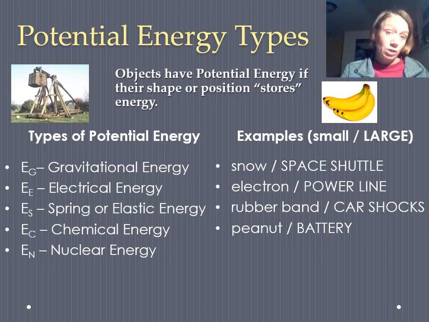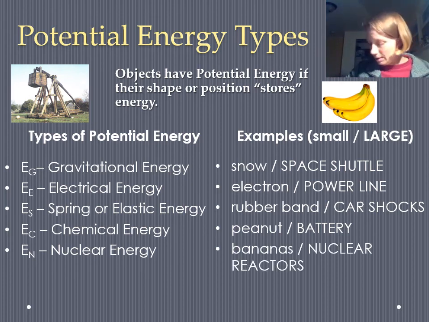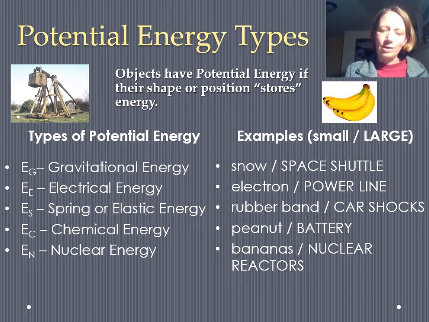And the last kind of potential energy is nuclear energy, or EN. Amazingly, bananas actually have quite a bit of radioactive nuclear energy. They have potassium in them, which is a relatively radioactive element, but still small in the grand scheme of things, compared to, for example, a nuclear reactor, which would store a lot of nuclear energy.